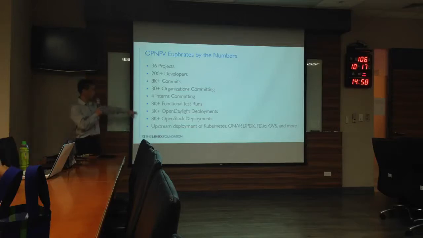Some of these numbers I talked about earlier are from about 2 to 3 weeks ago, so they have definitely gone up. We had over 8,000 deployments of OpenStack across different Pharos labs during the release cycle, both virtual and bare metal. And to put it in context, the number of OpenStack deployments for our Brahmaputra release was about 1,500.